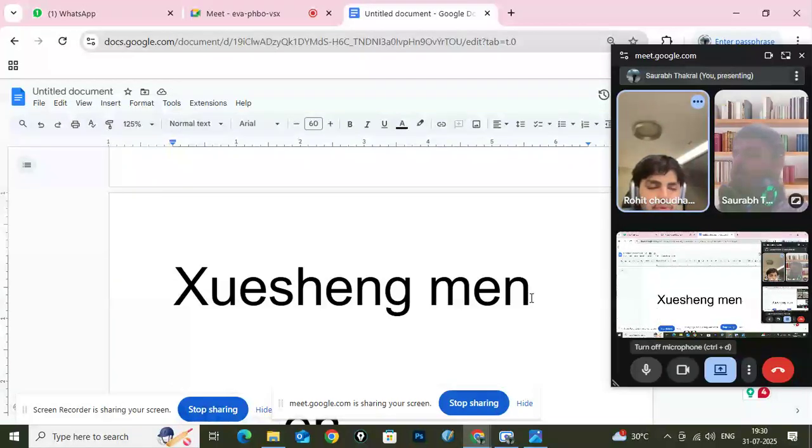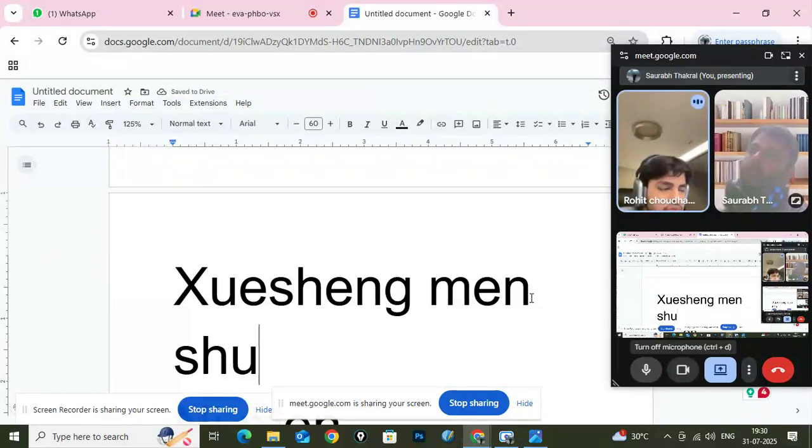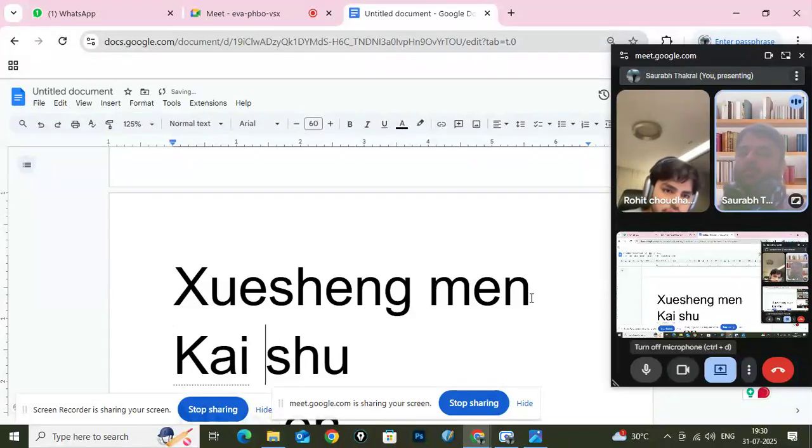What is book? Okay, yes, the sentence is right, but how can we frame it? So maybe we can frame it as students open books, khai shu. That would be framed like this, because here khai would become an adverb. So this becomes a verb here, this becomes an object.